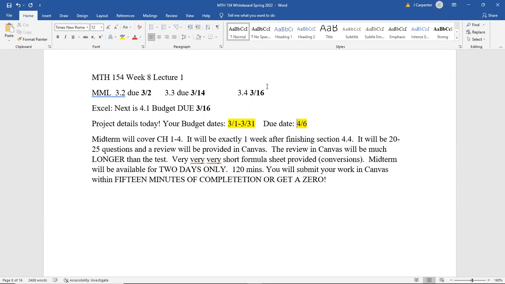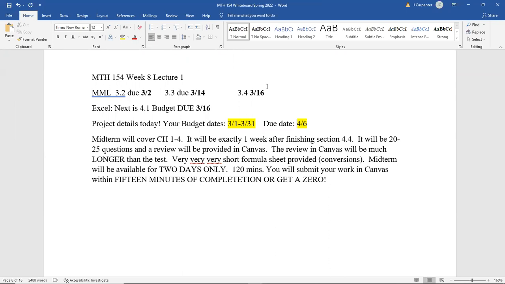All right. And then our newest Excel file, 4.1 budget, and you might see a 4.2 there. They tend to have two numbers for some reason, but it's 4.1 and it says it might go with 4.2, but it says budget. That's going to be due on the 16th as well.